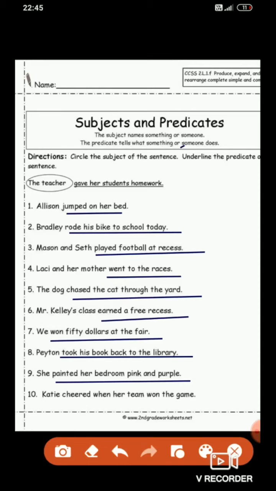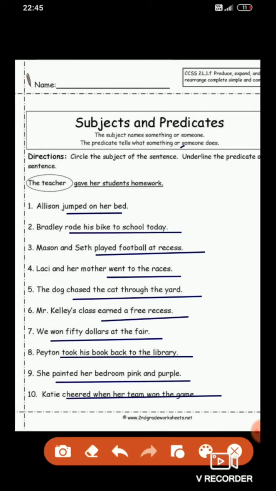Now the 10th one, Katy cheered when her team won the game. I repeat, Katy cheered when her team won the game. So cheered is a verb. It is an action verb. So cheered when her team won the game, that is the predicate, whereas Katy is a naming part. It is the name of a girl, that is the subject. Who cheered when her team won the game? You will get the subject as an answer. What is the subject? Katy. Clear, students? Understood this?